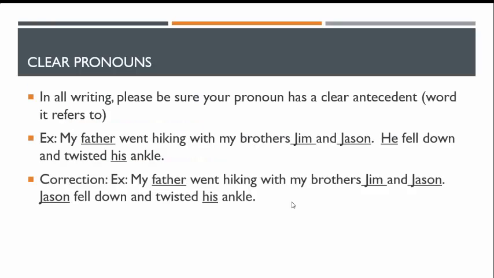Number one, you need to make sure you have clear pronouns. In all writing, make sure your pronoun has a clear antecedent, which is the fancy English term for the word the pronoun refers to. For example, my father went hiking with my brothers Jim and Jason. He fell down and twisted his ankle. He and his do not have clear antecedents in the second sentence because there are three boys in the first sentence, father, Jim, and Jason.